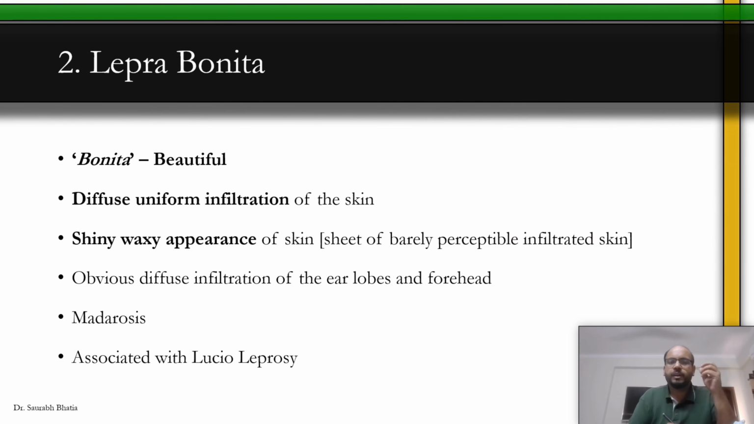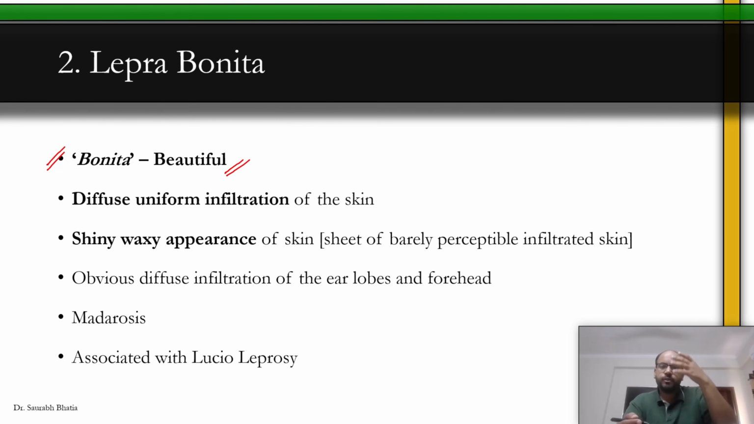The second form is Lepra Bonita. Bonita in Spanish means beautiful. Okay. So what happens in Lepra Bonita is that there is diffuse infiltration of skin. Clear? It is the same as Lucio leprosy. In fact, many authors regard Lepra Bonita as a part of Lucio leprosy.